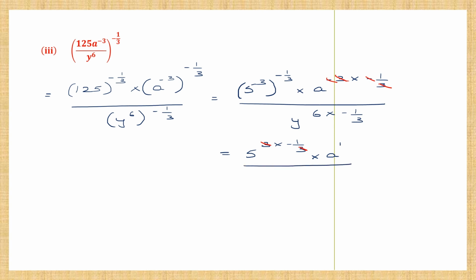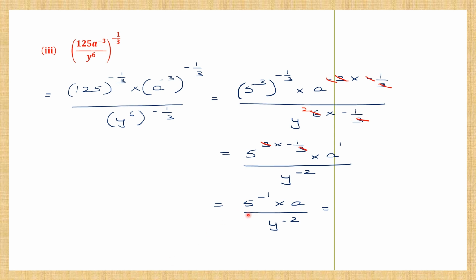Now in the denominator, what do we have? Here we can cancel 3 and 6. 3 2's are 6. So we have y raised to the power of 2 into minus 1 is minus 2. So what do we have here? 5 raised to the power of minus 1 into a raised to the power of 1 is a, and here we have y raised to the power of minus 2. Now we have to write this as a positive index. That's what our question says. Write your answer as positive indices.